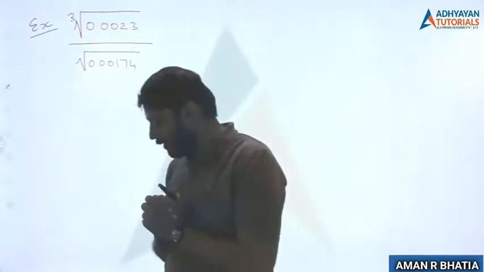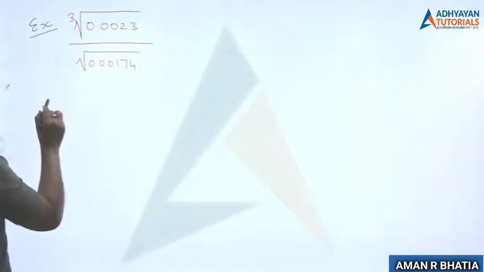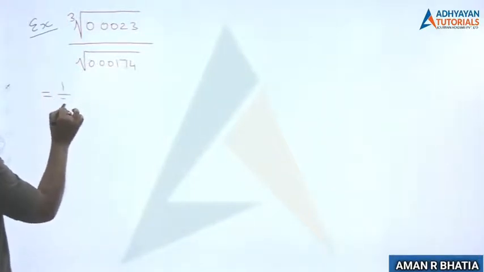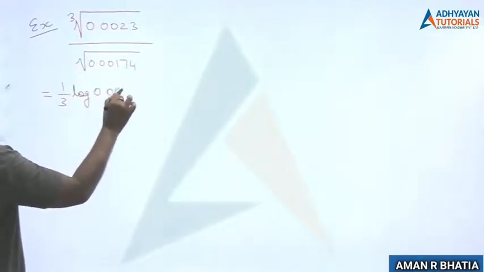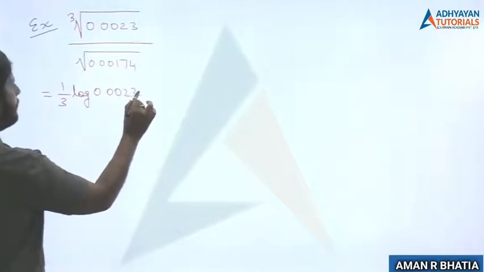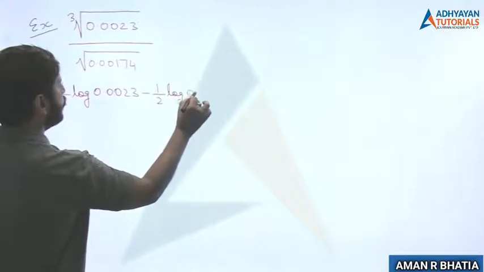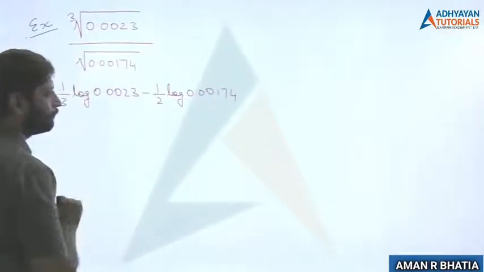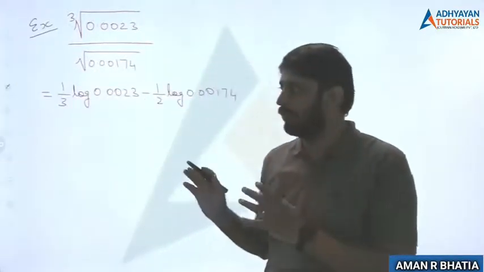So let us first write in the form of log. This is square root, okay? So here you have 1 by 3 log of 0.0023 minus 1 by 2 log of 0.00174. This is how it is going to be. I hope the question is clear to all of you so far.